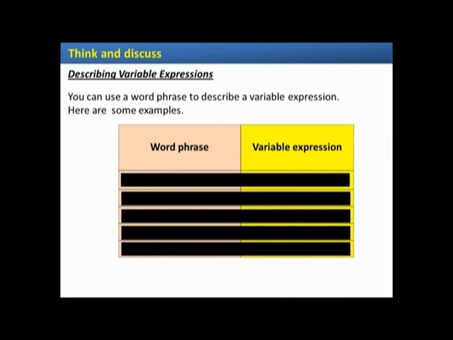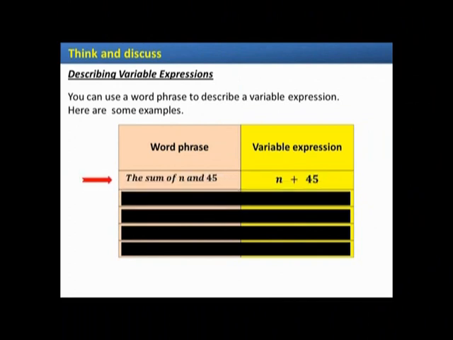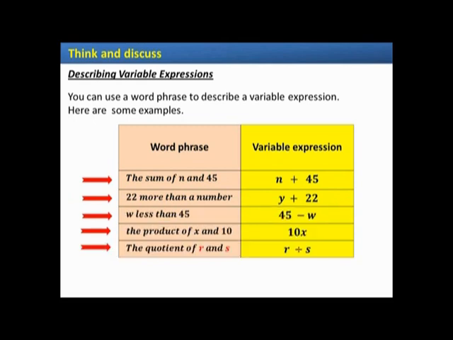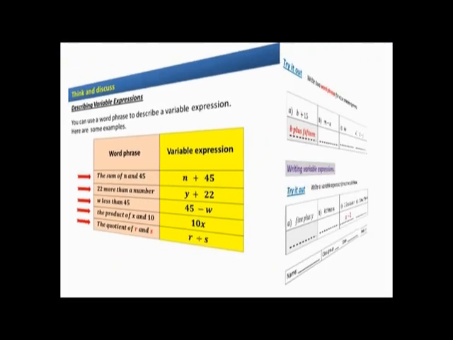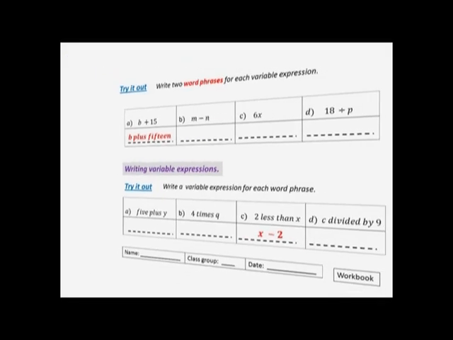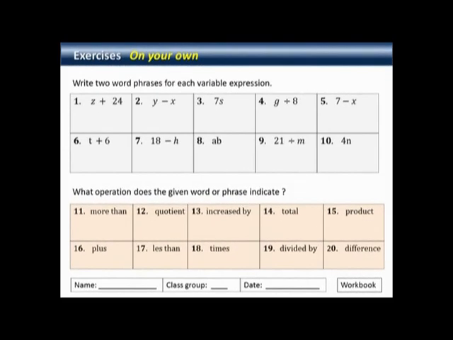You can use a word phrase to describe a variable expression. In this case, the sum of n and 45 is written as n plus 45. Try it out. Write 2 word phrases for each variable expression. Do this in your workbook. I've given you A. b plus 15. Exercise on your own. Do this in your workbook.